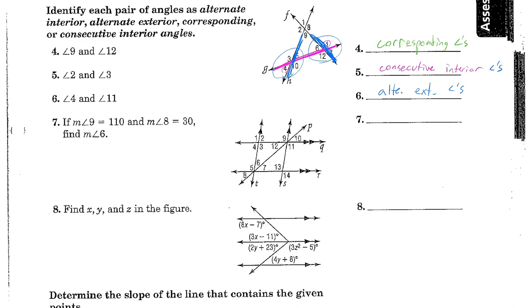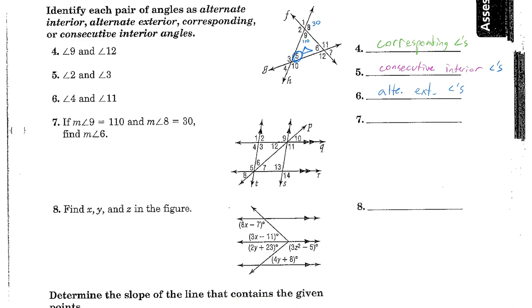All right, and then number 7, hold on one second. It's saying if measure of 9 is 110, so here's 110, and measure of 8 is 30 degrees. And measure of angle 6? We're looking for measure of angle 6. I think there was a typo here. I think they meant to tell us angle like 5, I'm guessing, because this is a triangle sums to 180.